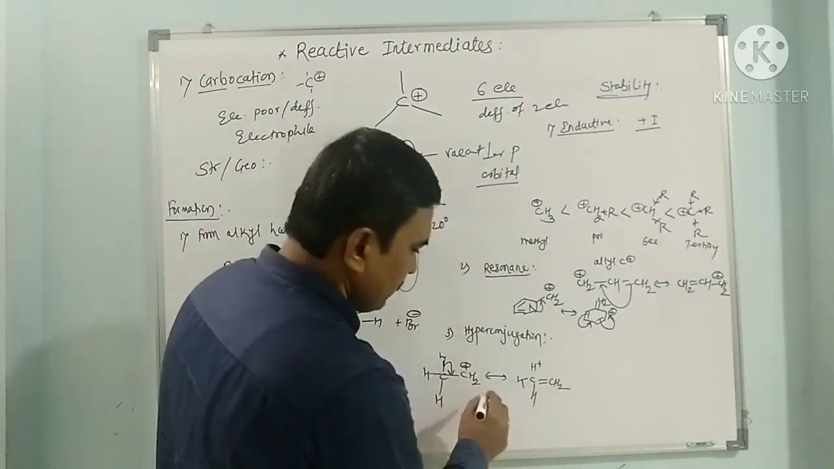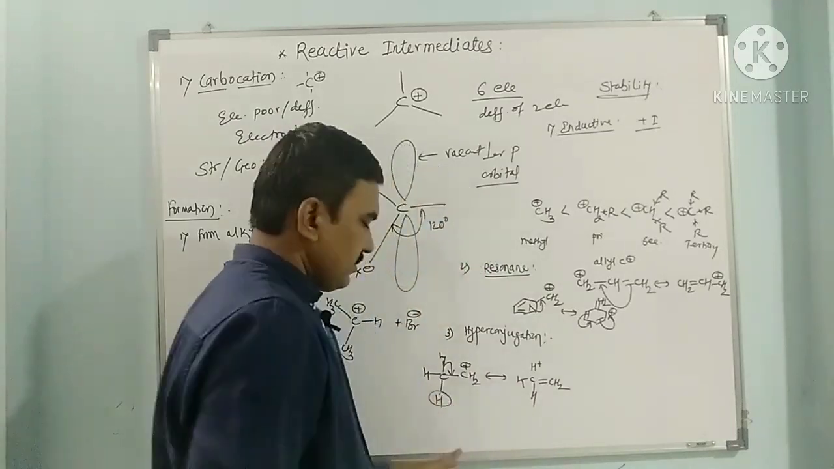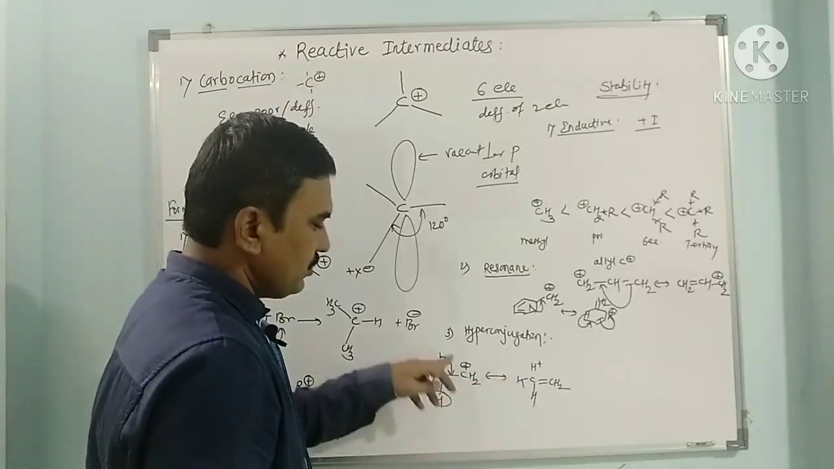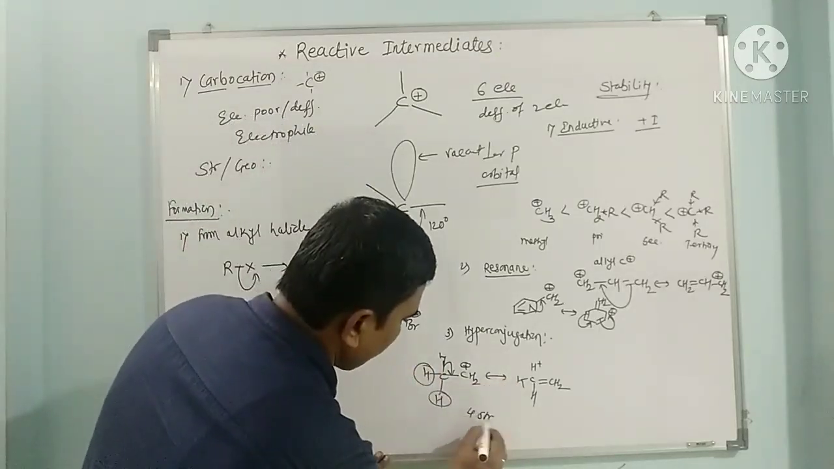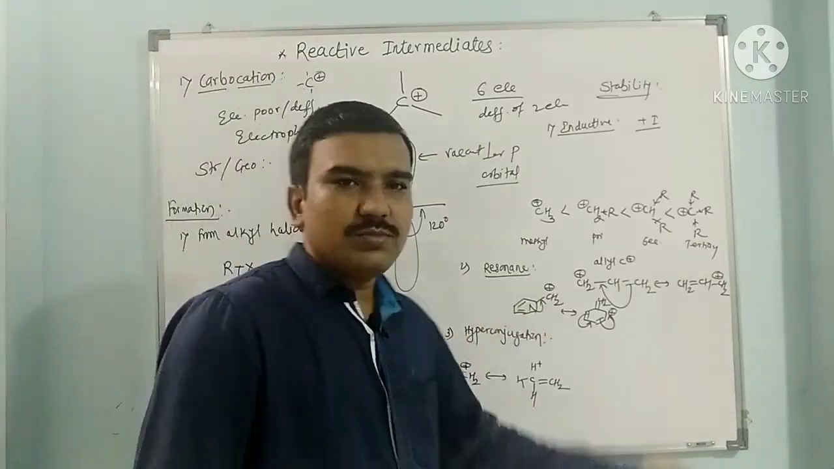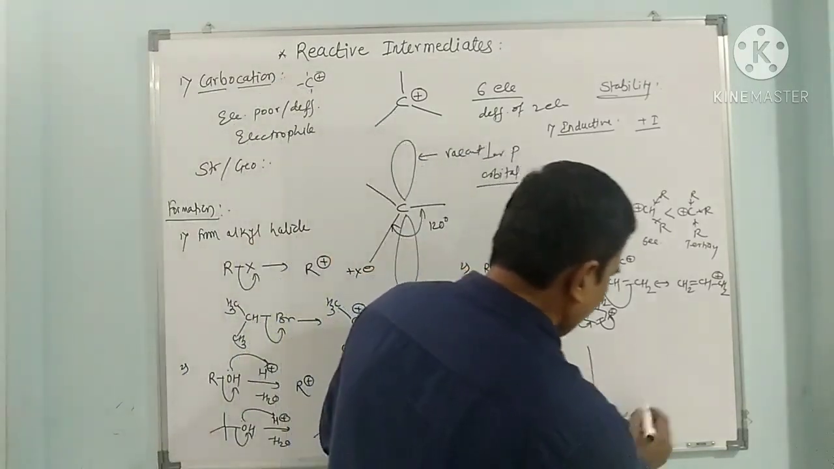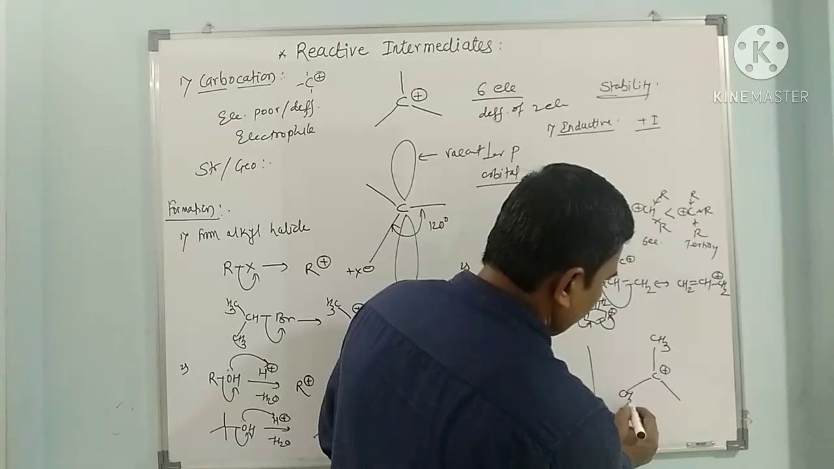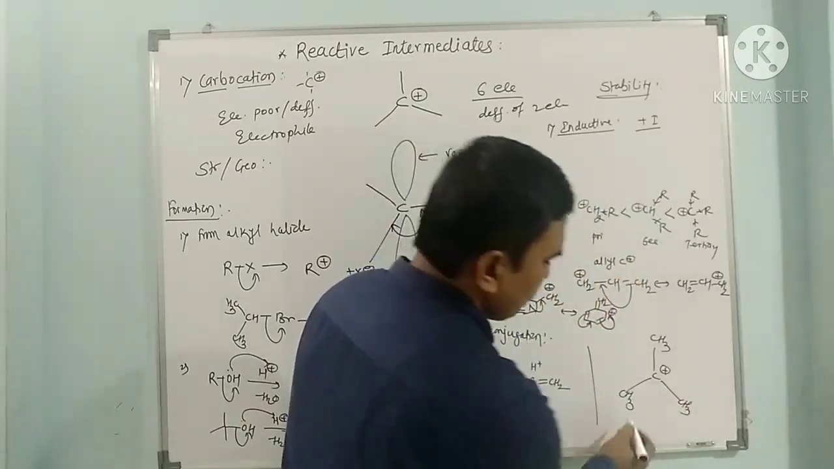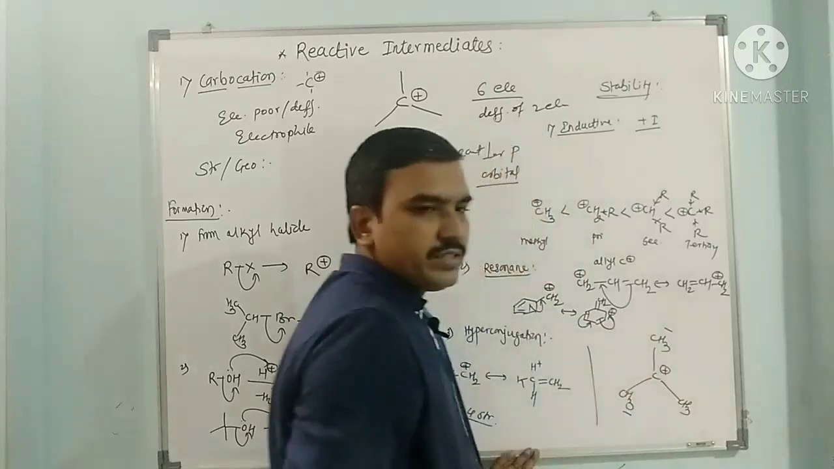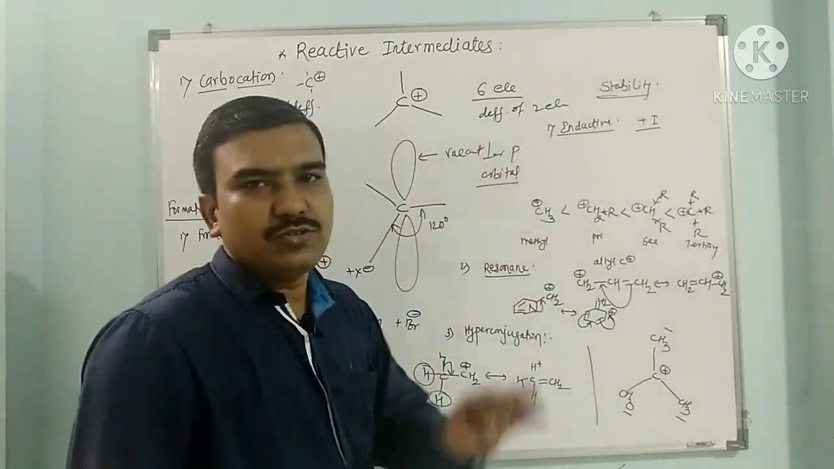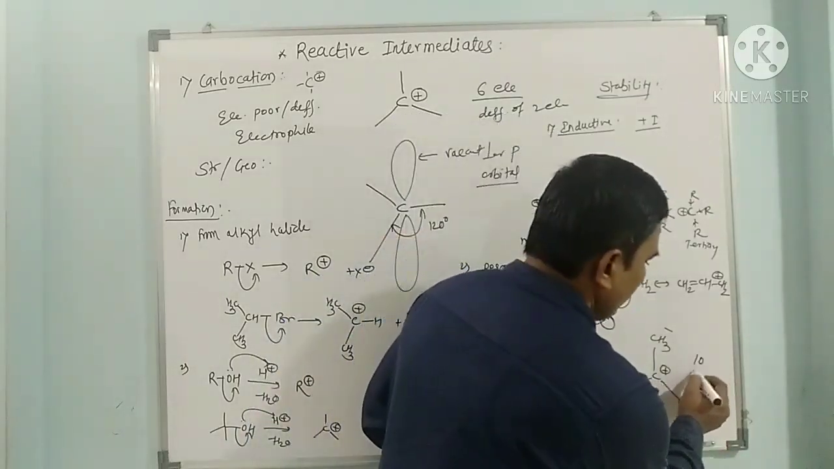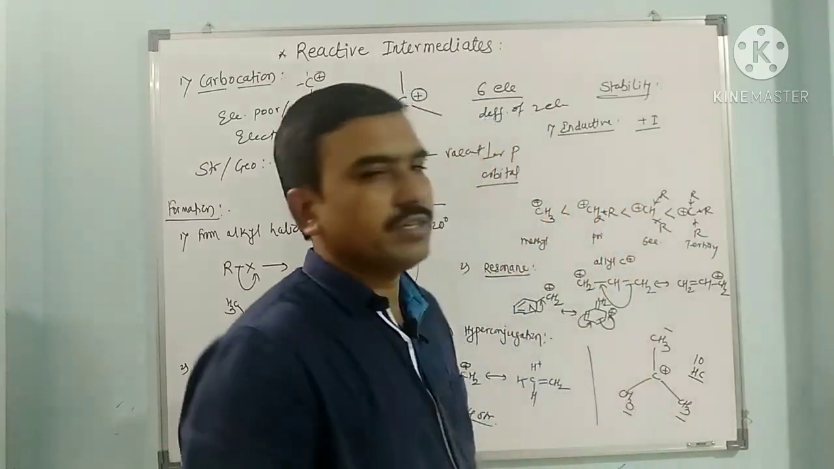Or this hydrogen can delocalize this bond, or this bond can delocalize. So in this way, a total of 4 structures are possible. The more methyl groups attached to C+, the more structures. For example, this C+ has CH3, CH3, CH3. For each methyl there are 3 hyperconjugation structures, so 3 plus 3 plus 3 is 9, plus this original. In this way, a total of 10 hyperconjugation structures are possible for tertiary butyl.